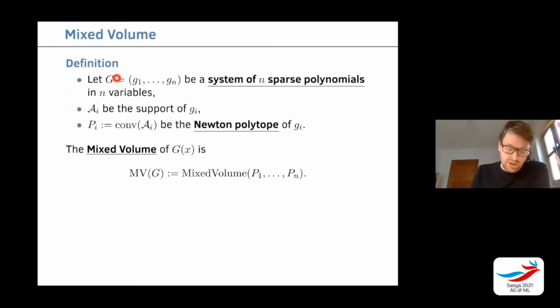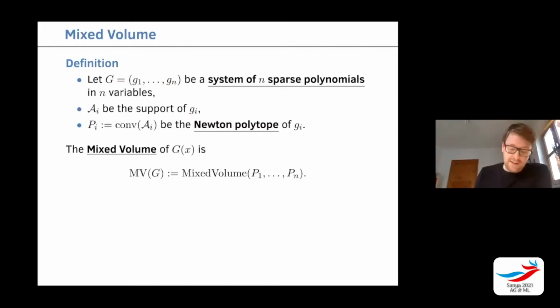So let me call this G. So G consists of G1 through Gn. It's a system of n sparse polynomials. And each of the Gi's has a support Ai, which indexes the monomials that appear in Gi. And then I define Pi to be the convex hull of Ai in Z to the n. Okay, remember Ai was a set of points in Z to the n. I take the convex hull, which gives me a polytope called the Newton polytope of Gi. Okay, that's a convex polytope in R to the n.